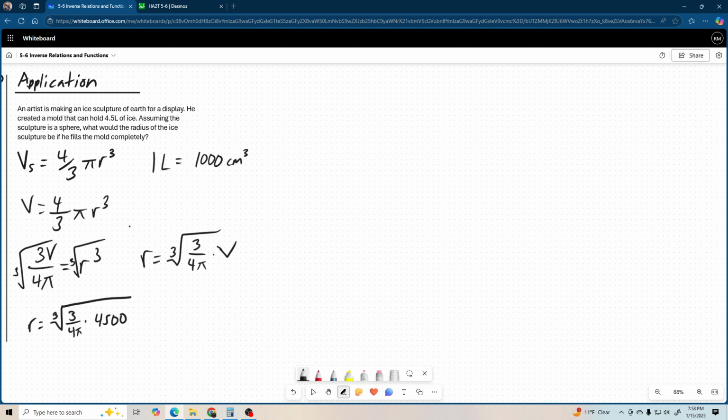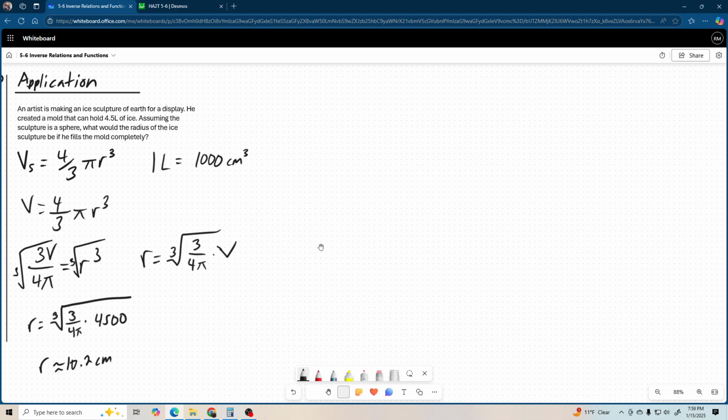And if we plug this into our calculator, I went ahead and plugged it in ahead of time just to make our lives a little bit easier. This is going to be 10.2 centimeters. So that is our radius, and that's what it's asking us for. That's it. So it'd be approximately 10 centimeters, 10.2. Okay, so we didn't really do anything with inverse functions in that one. We kind of just rearranged a formula and plugged everything back in just to double check.